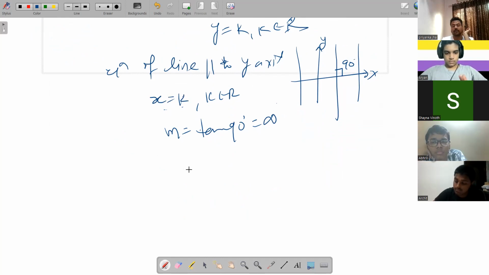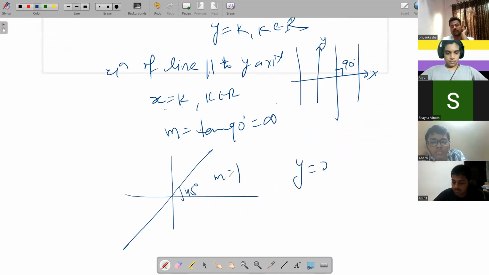Suppose a line makes a 45-degree angle with the positive x-axis. So its slope will be how much? 1. So its equation will be y equal to x, passing through the origin. A line which is making a 45-degree angle like this, this angle is 45 degrees. So then tell me, what is the slope of this line? Minus 1.